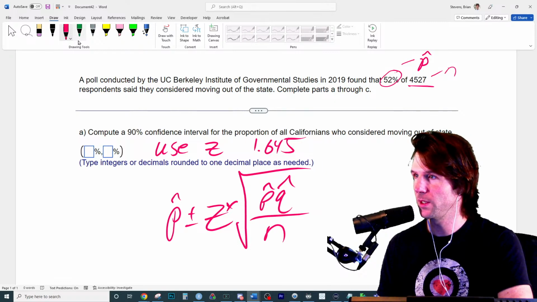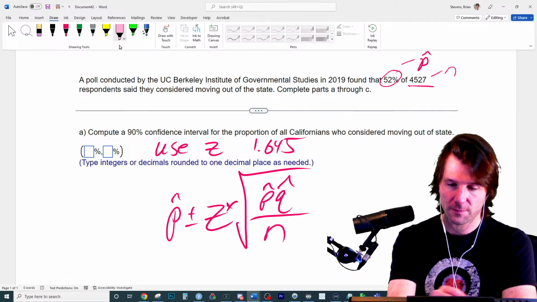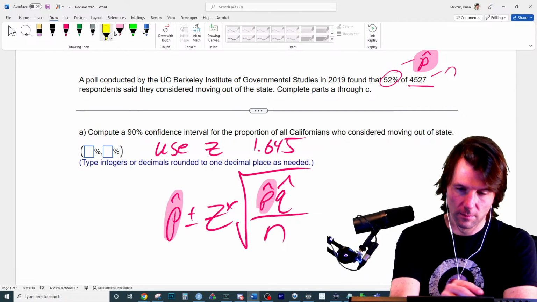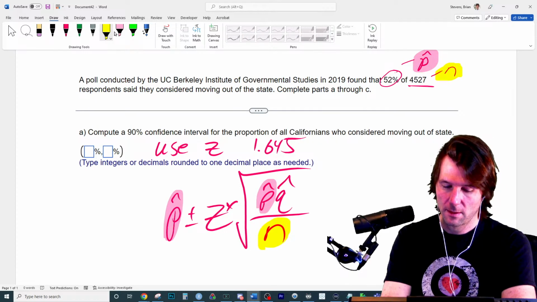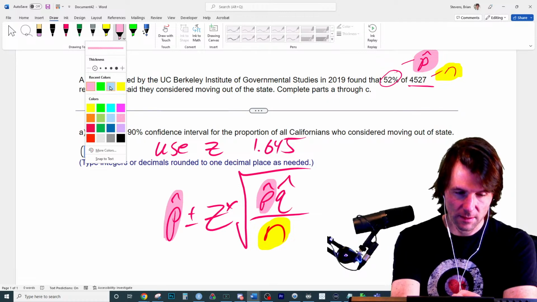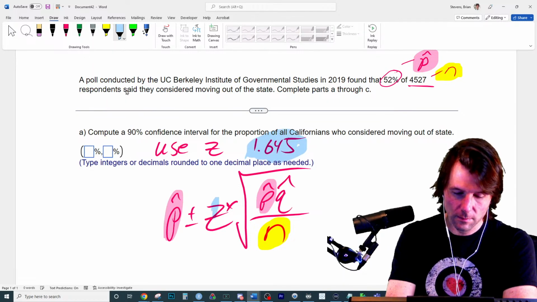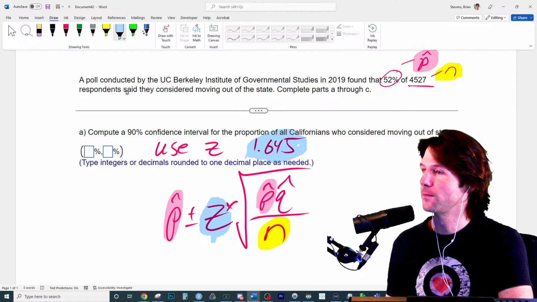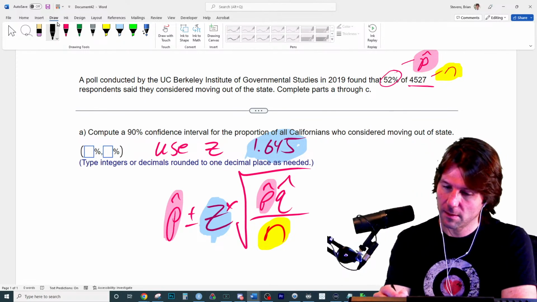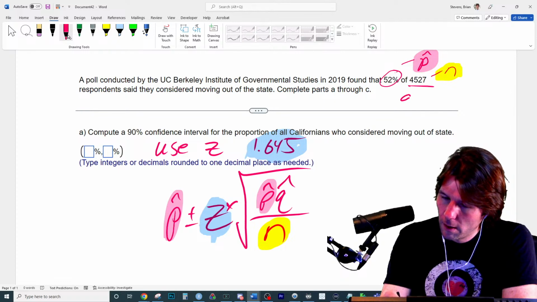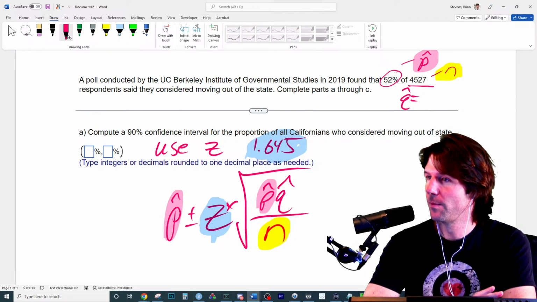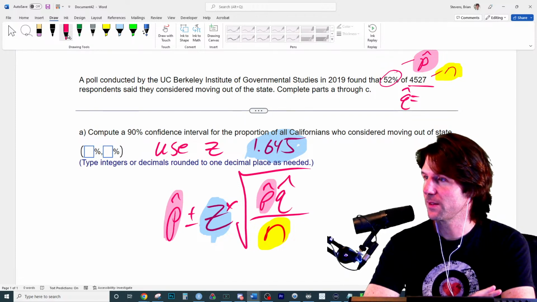So what do we have? We have P hat. We have N. And I gave you Z. So what are we missing? We should be able to find it. And how do we find Q hat? Once we find Q hat, we've got this. We just plug in the numbers and solve it.